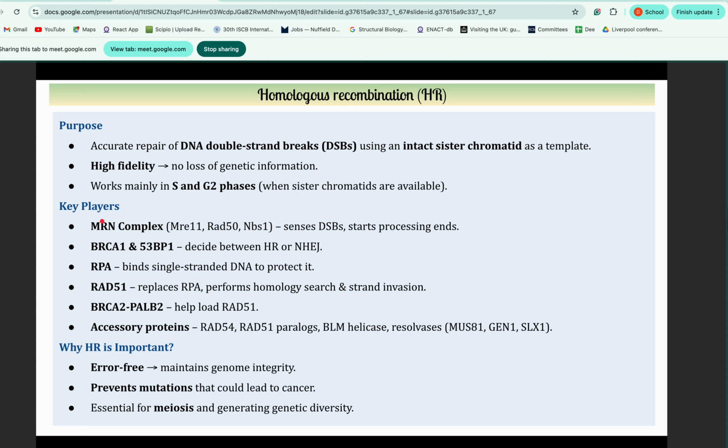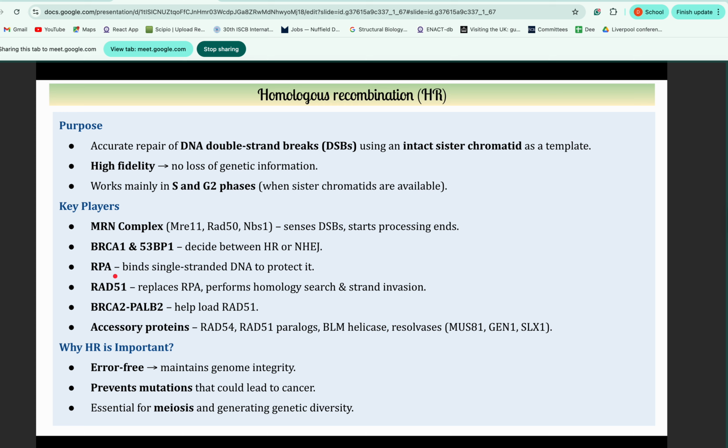Now the key proteins which are used in this process are the MRN complex, which we discussed. The MRN complex is made up of 3 proteins, which are MRE11, RAD50, NBS1. They sense the double strand breaks and start the processing of the ends. Then BRCA1 and 53BP1 decide which mechanism to use to repair this double strand break, either homologous recombination or non-homologous end joining. It depends on which phase your cell is in. If there is no sister chromatid available, then we cannot go for homologous recombination.